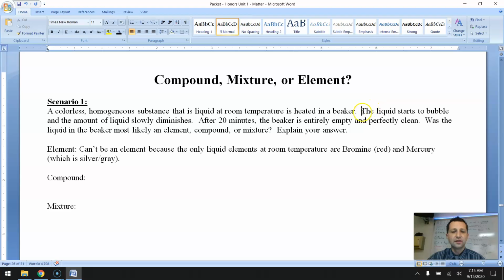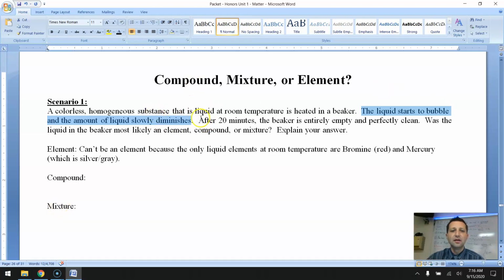Okay, let's go on. Next sentence: the liquid starts to bubble and the amount of liquid diminishes. So what's really happening here? We have some evaporation occurring. Think of a colorless homogeneous substance. That's not an element, so it might be like rubbing alcohol, which is a compound, or salt water or sugar water, which is a mixture. For both of those, the liquid will start to bubble and the amount of liquid will diminish. Well, that doesn't narrow anything down for me. So it could still be either a compound or a mixture after that sentence.